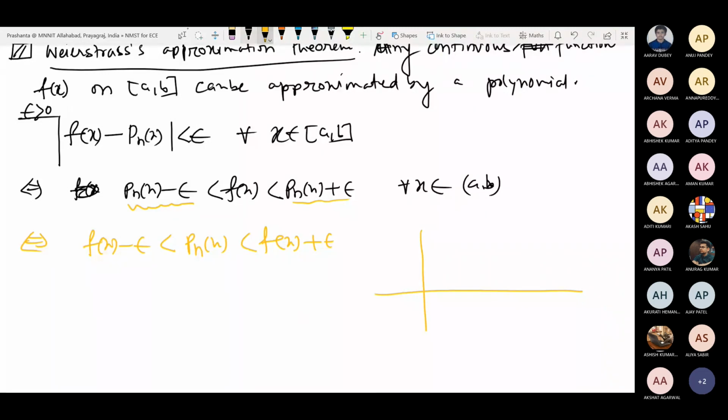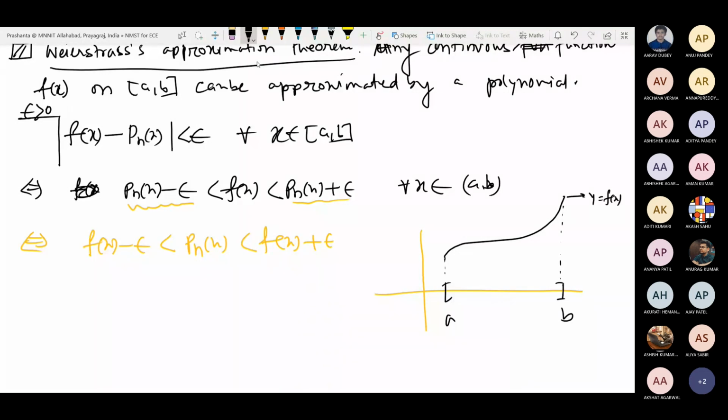So let me write it down. Suppose this is the interval a comma b, and suppose this is the function f of x. A simple function I have taken to make the graph simple. So this is y equals f of x. Then f of x minus epsilon will be a curve parallel to f of x, below f of x.